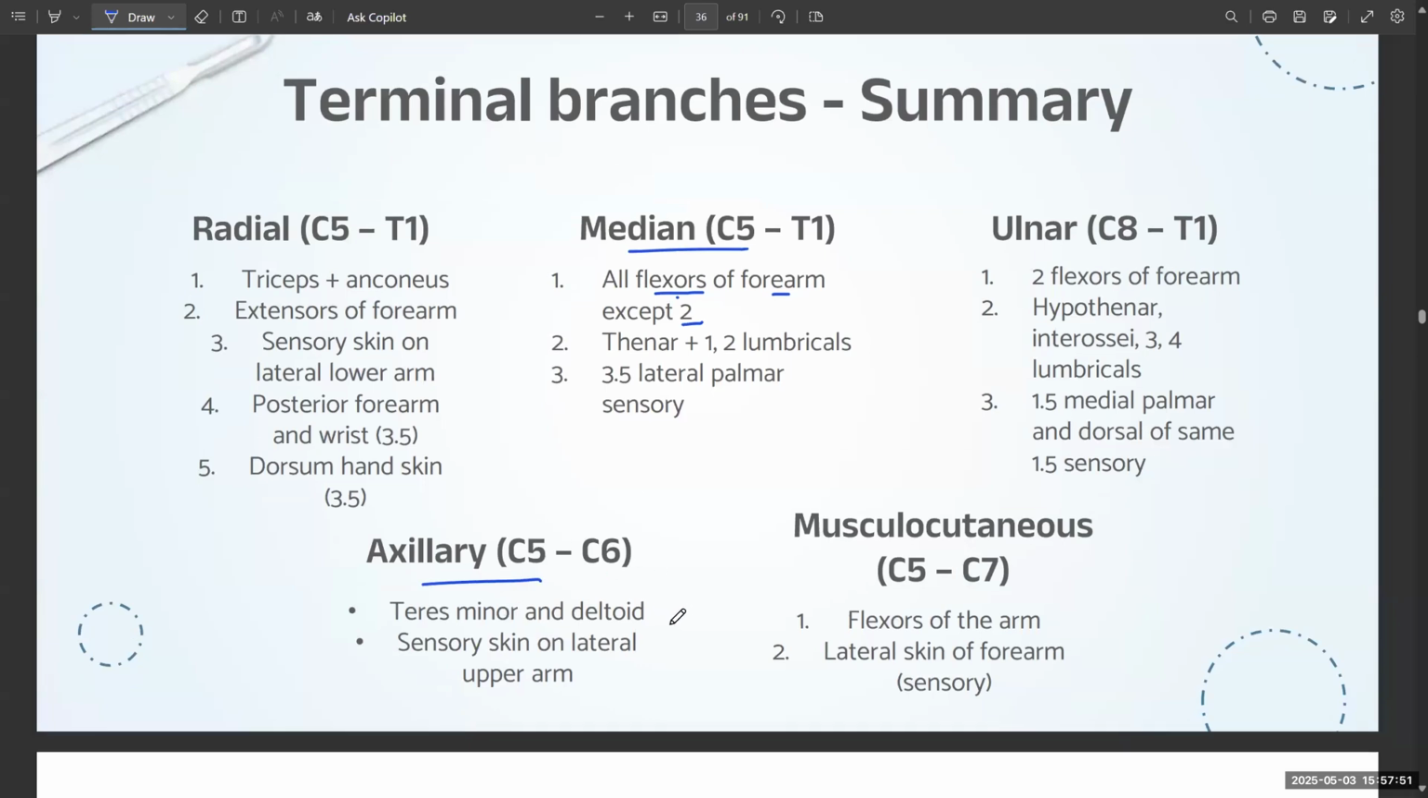For axillary, C5 to C6, teres minor and deltoid, and sensory skin on the lateral upper arm. Musculocutaneous, flexors of the arm, and lateral skin of the forearm.